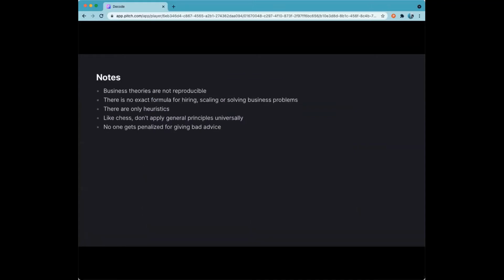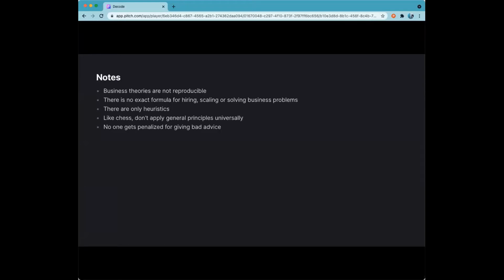The precursor to thinking about anything I say, and I would recommend anything anyone says to you about startups or business, is that business theories are not reproducible. Scientific theories are reproducible in an environment, but in business you can't reproduce because you don't have the same exact circumstances. There are so many variables, so many different points in time. So you don't really have a formula for hiring, scaling, or solving business problems. What you have are heuristics, and they're very useful.